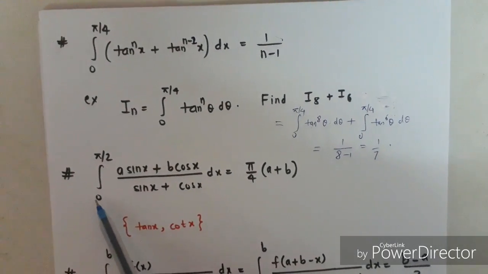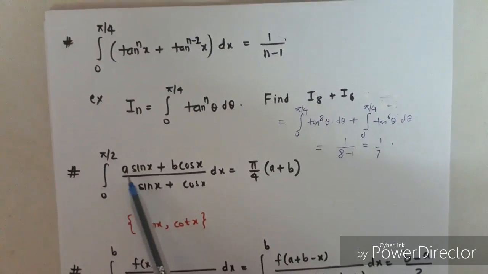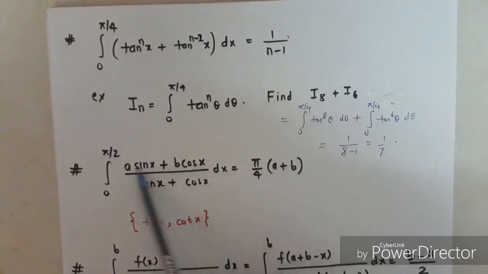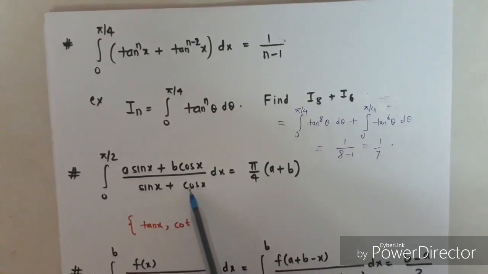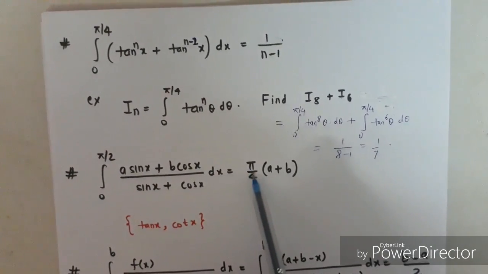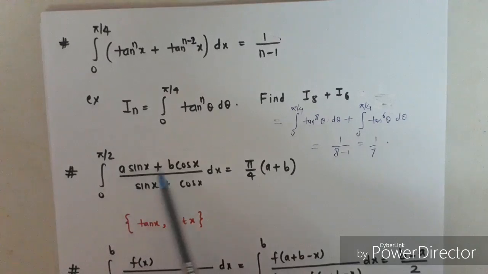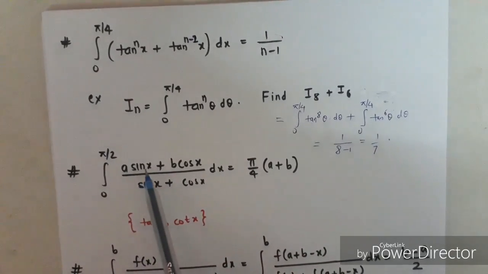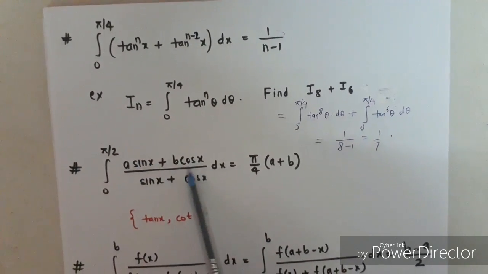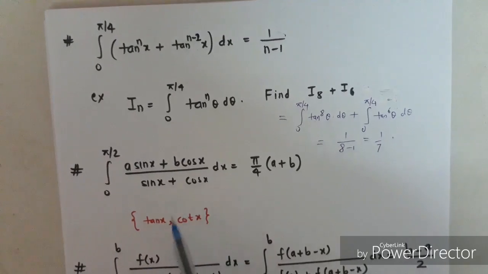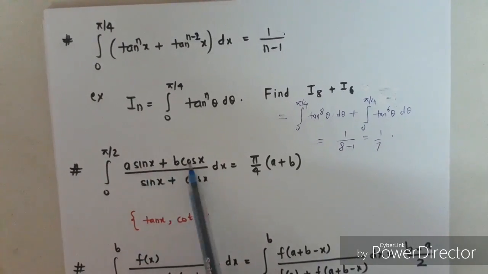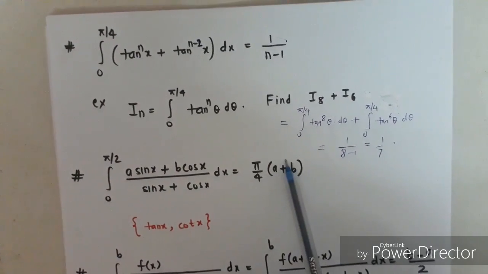If the integral is of the type integral 0 to pi by 2 of (a sin x plus b cos x) divided by (sin x plus cos x), answer is pi by 4 into (a plus b). Now in place of sin x and cos x, if you see tan x and cot x here, still the answer would be same.